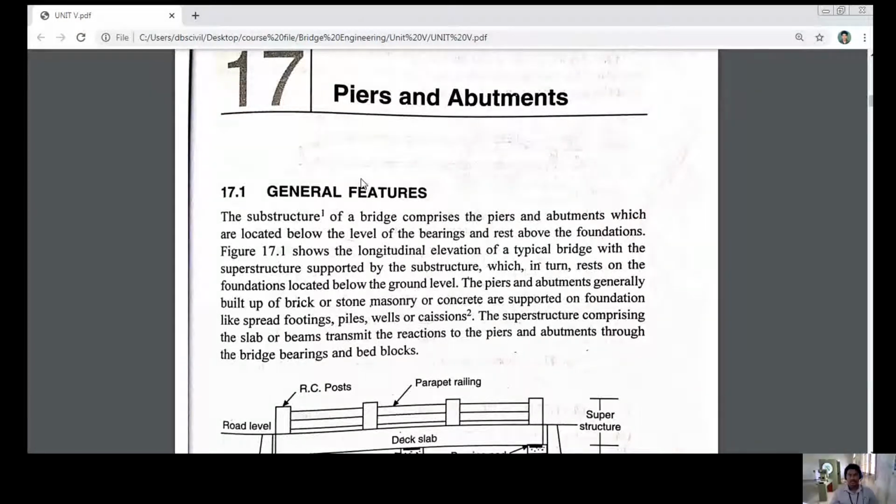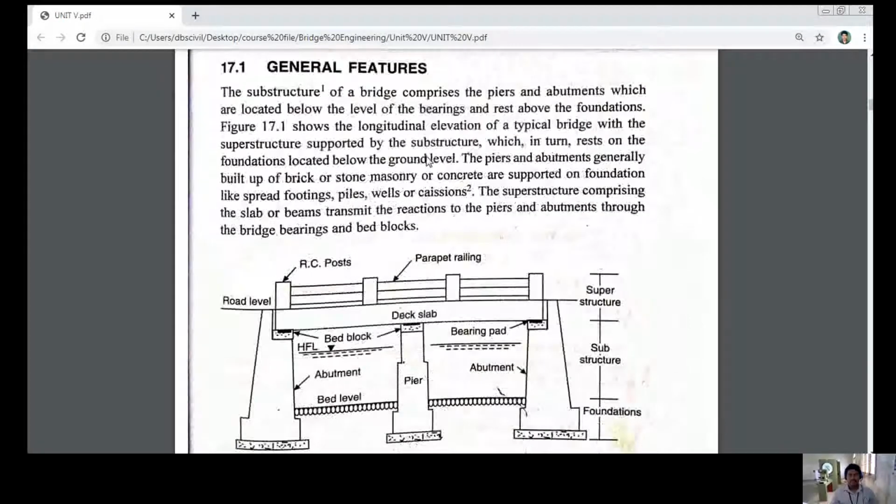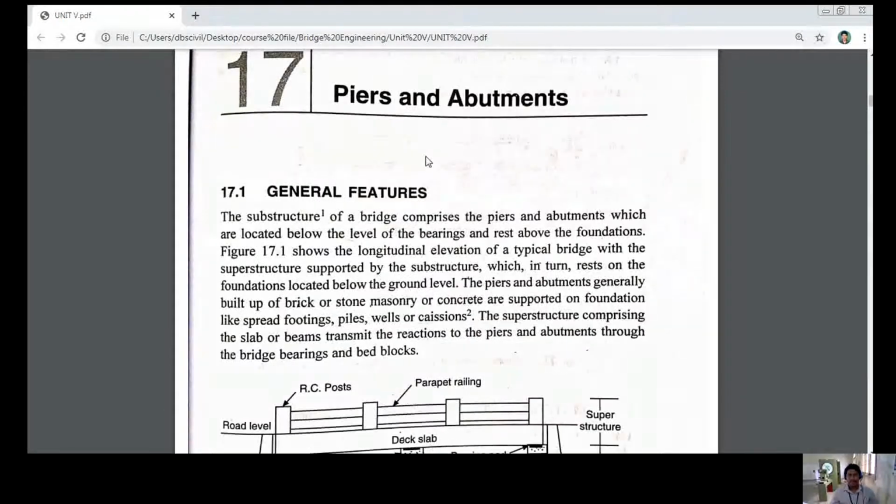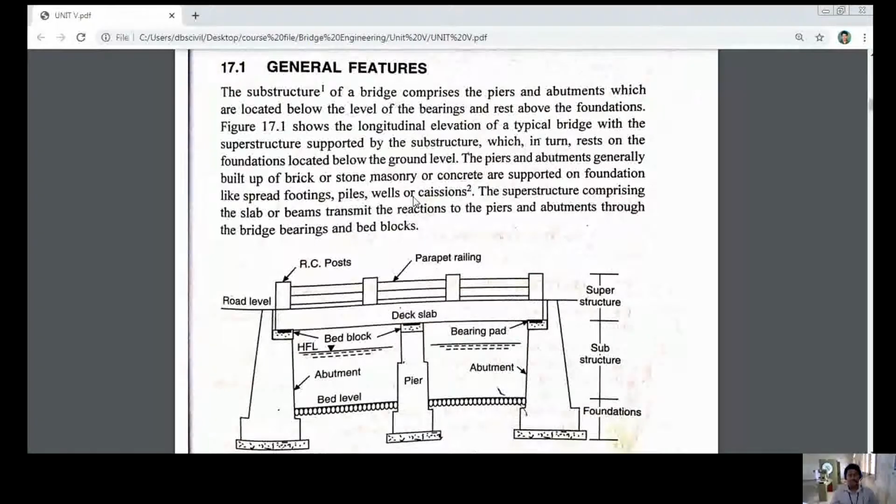And abutments. What is meant by abutments? Abutments are nothing but the supports that are given to either side of the bridge to withstand or support the structure partially. Fine. Let's go in depth into what is meant by piers and abutments. Primarily, for introduction, let's see the general features describing piers.